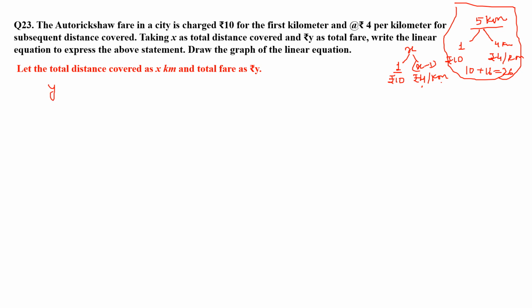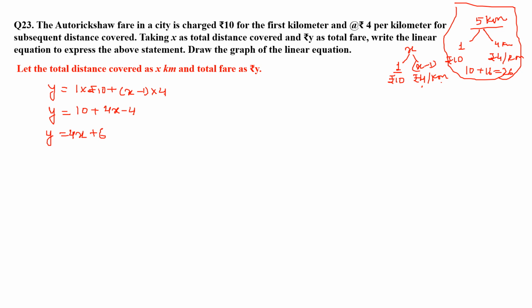So it means the amount which you are going to pay, the total fare y rupees, is 1 into 10 rupees plus x minus 1 into 4 rupees. Which will give the equation as 10 plus 4x minus 4. So it is y equal to 4x plus 6. I have arranged it, 10 minus 4 is 6. So 4x plus 6. Now this is your equation. Now what you have to do? You have to plot the graph.